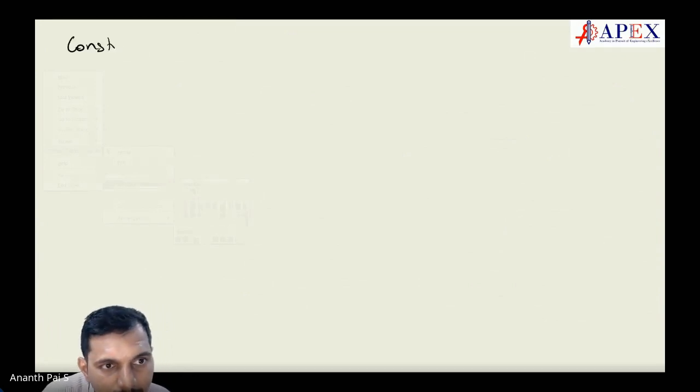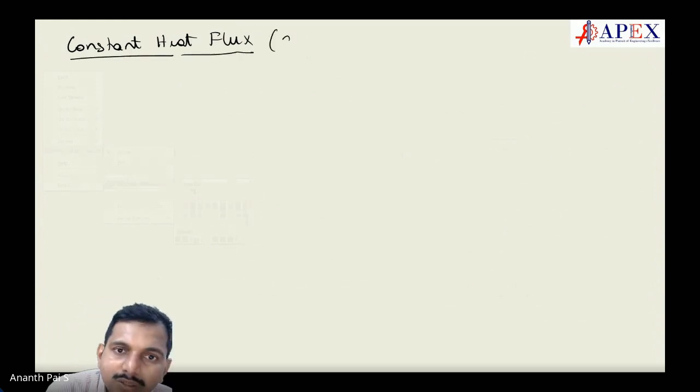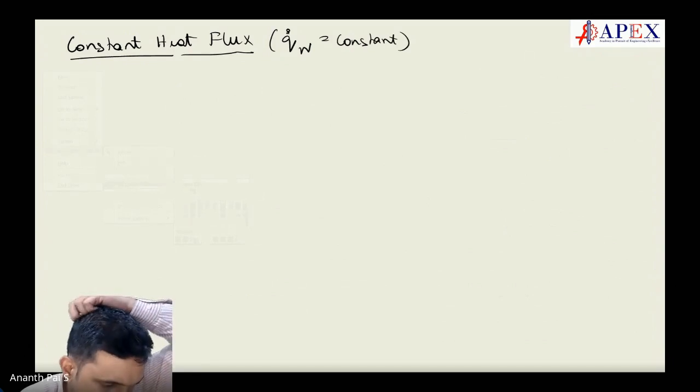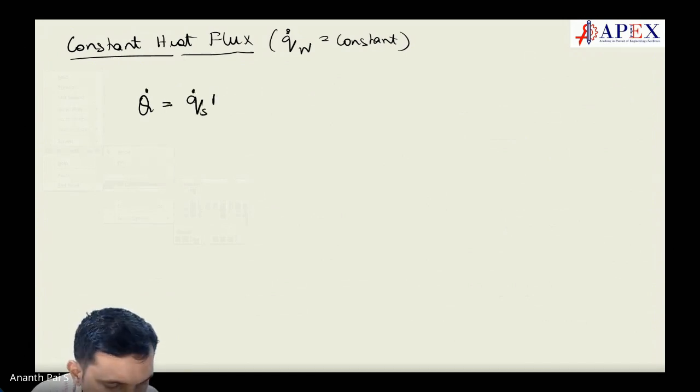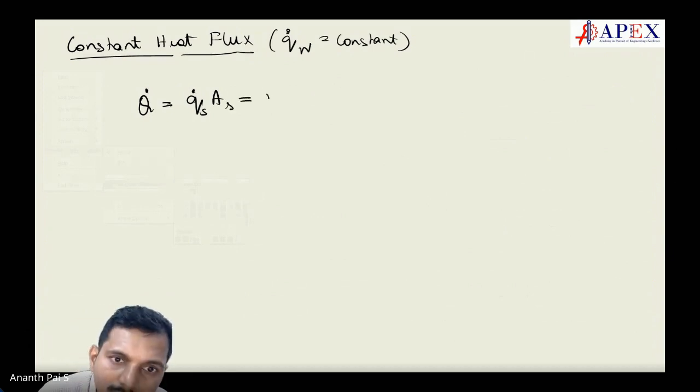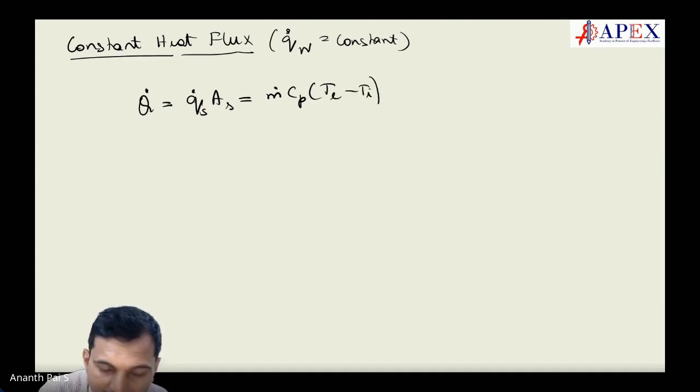So, fine. Anyway, now here let us see the first one, which is constant heat flux. Let us take constant heat flux, which is Q dot S, Q dot wall. Q wall is equal to constant. Okay, this is what we will see. So what's going to happen here is Q dot, which is equal to Q dot S into AS, would be equal to M dot Cp into T exit minus T inlet, the mean temperatures.